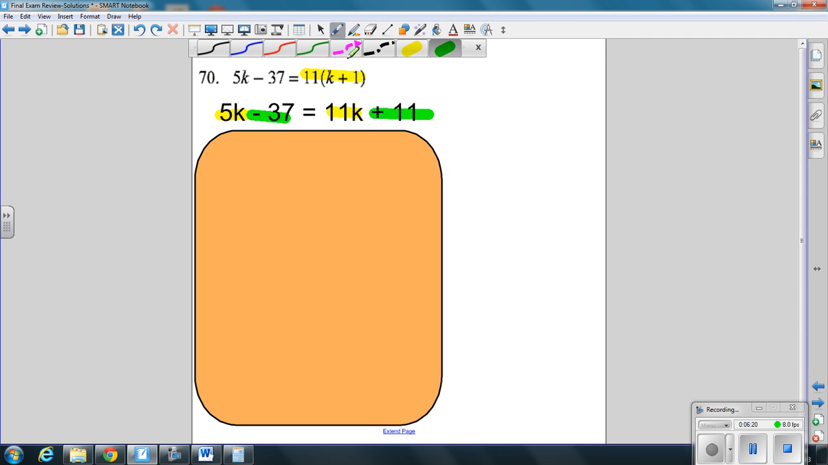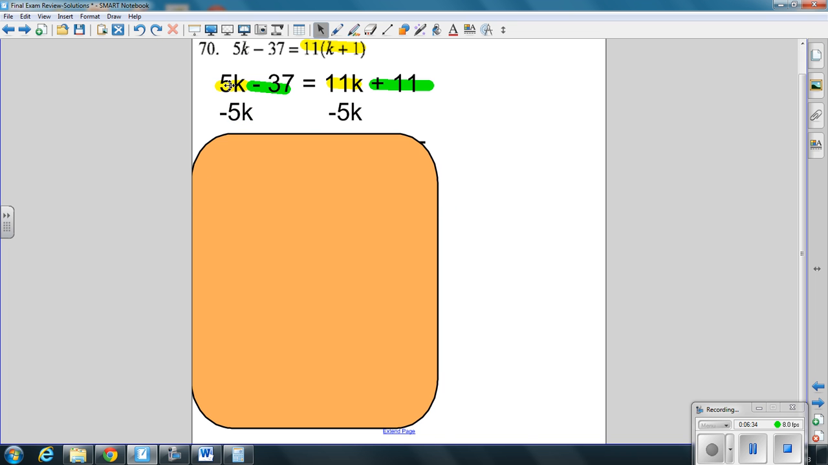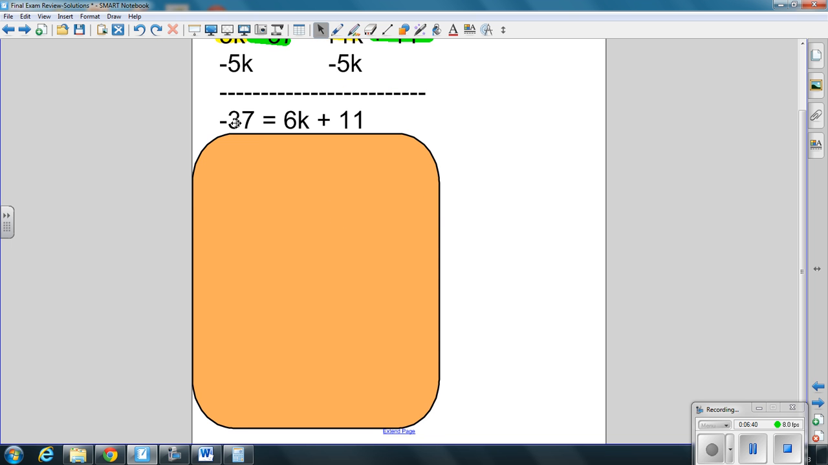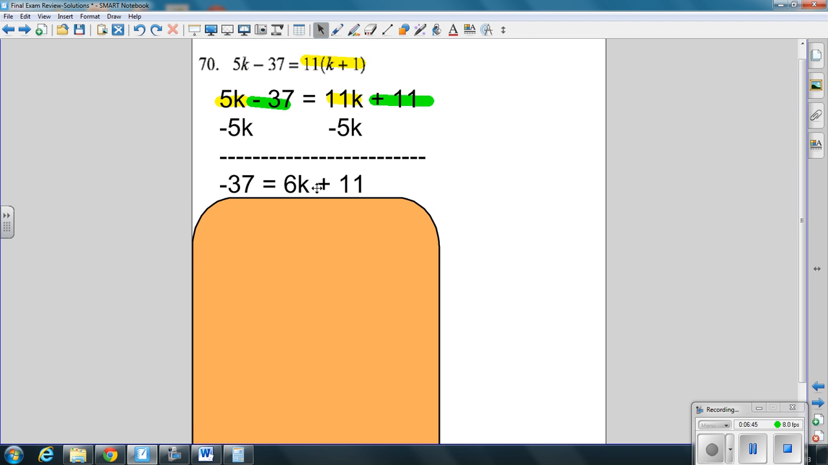So to combine them, I need to move them to the other side. So I start always by moving the coefficients so my variables are together. So my first step, I subtract 5k. Why? Because I want to get all my variables together. 11 minus 5, we get 6k. So negative 37 equals 6k plus 11.